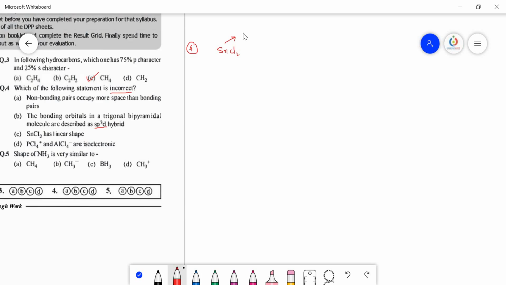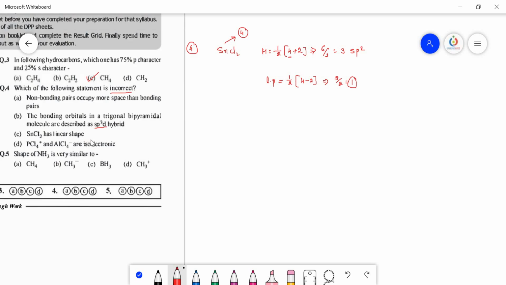Tin is a 14th group element and valency equals 4. So just calculate the hybridization. Half into valency, 4, plus 2 bonds, so 4 plus 2 equals 6, by 2 equals 3. So we may expect sp2 hybridization. Now the question is, it has the 4 valence electrons. Now calculate the lone pair of electrons. Lone pair of electrons equals half into valence 4 minus total number of bonds 2, so that equals 2 by 2 equals 1. So one lone pair of electrons is there.